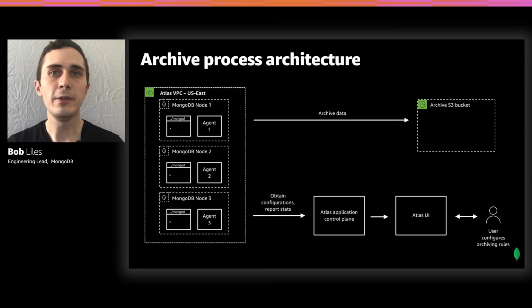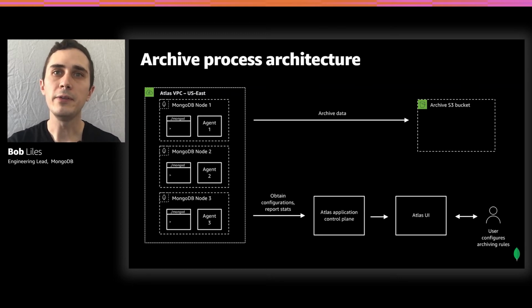To see how all of these pieces fit together, we can start by following the actions of the user in the lower right. The user interacts with the Atlas UI or public API to create an archive configuration. This configuration is then persisted to the Atlas application control plane. The agents that are running on the virtual machines of the Atlas cluster then obtain the configuration from the control plane and begin running the archive operation. During the archive operation, they query the MongoDB cluster for data that is eligible for archiving and transfer that data to the archive S3 bucket. I'll go into some more detail about how this data is transferred in a moment.